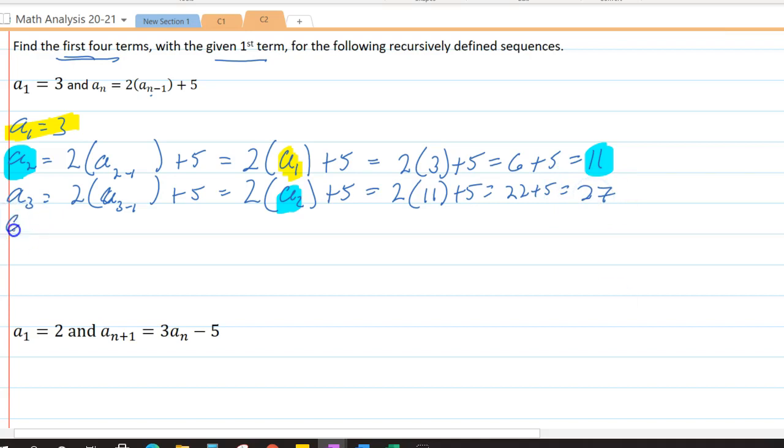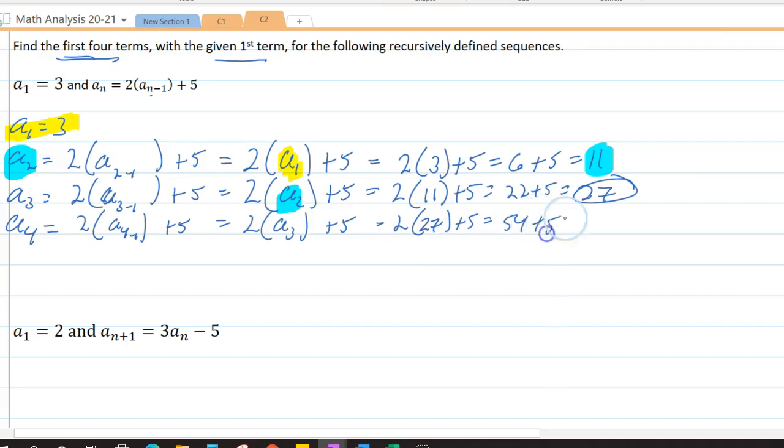And then the process continues. A sub 4 is equal to 2 times a sub 4 minus 1, plus 5, which is 2a sub 3 plus 5. What is a sub 3? It's 27. So I write that: 2 times 27 is 54, plus 5 equals 59. We can keep going as many times as we need to. However, they only ask for the first 4 terms. My first 4 terms are 3, 11, 27, and 59.